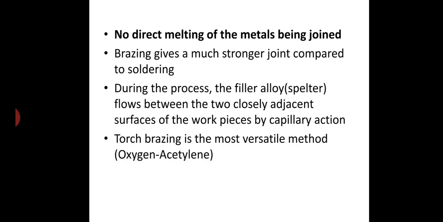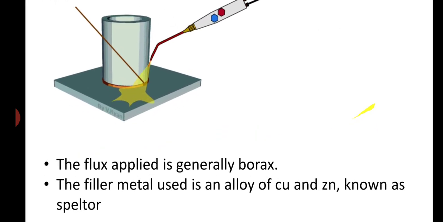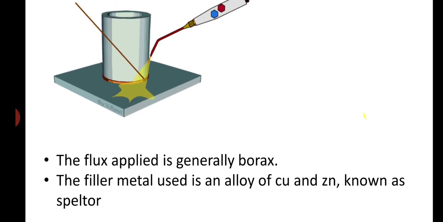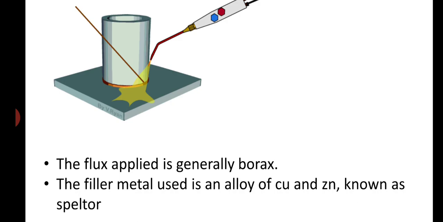Torch brazing is the most versatile method. We are utilizing an oxyacetylene gas. This is a brazing operation. Here you can see that the flux normally utilized is borax, and the filler material is an alloy of copper and zinc, known as the spelter.